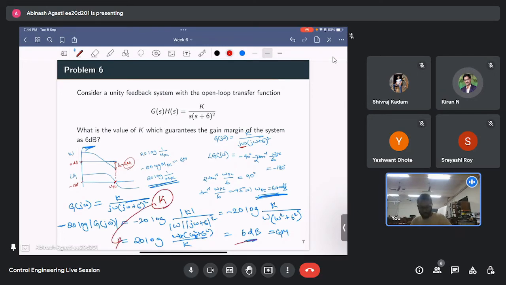So from this equation you can find the value of K. It is just solving for this. Basically, you are finding the value of the gain which will guarantee a certain gain margin for the system. Okay. So is this question clear to everyone?